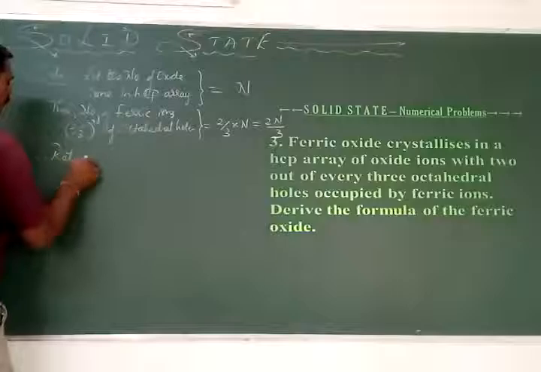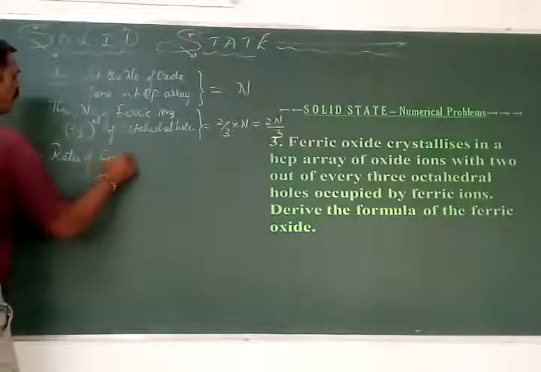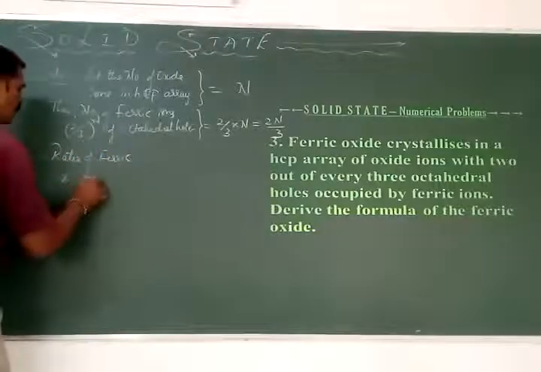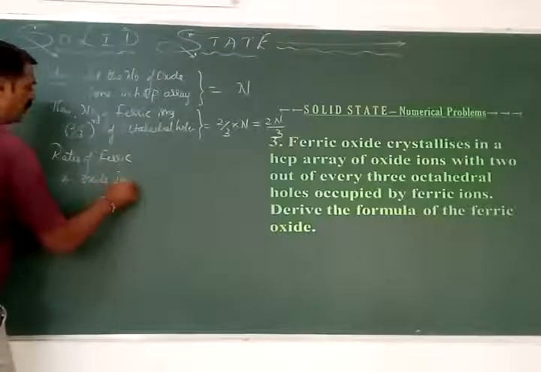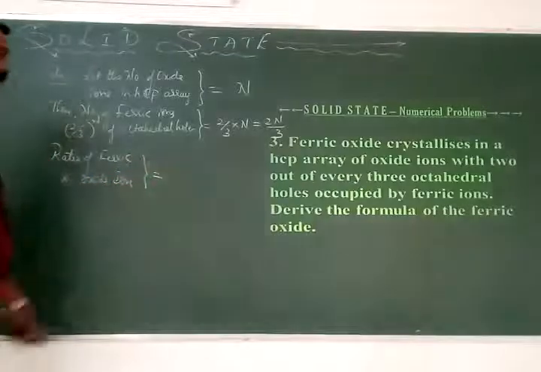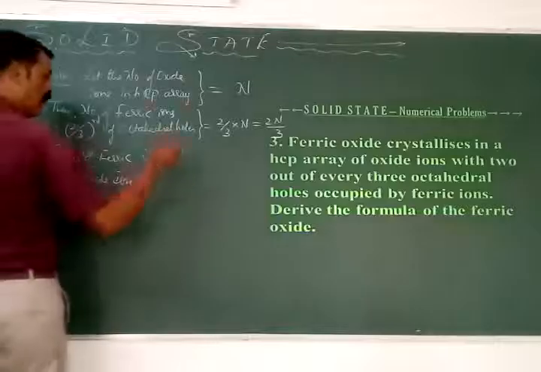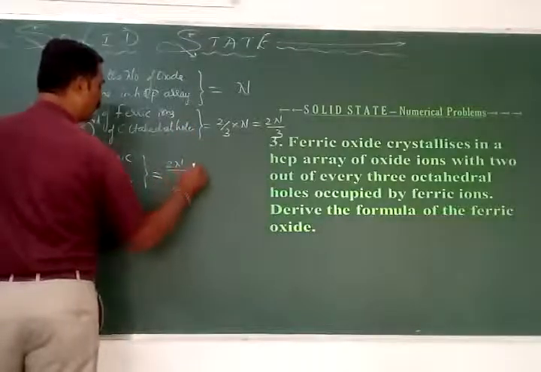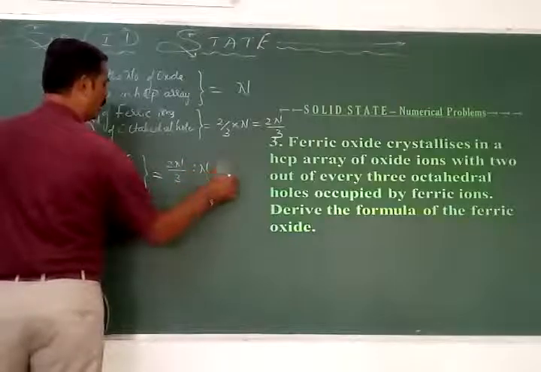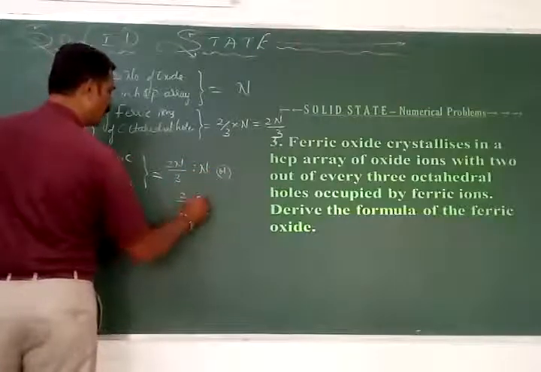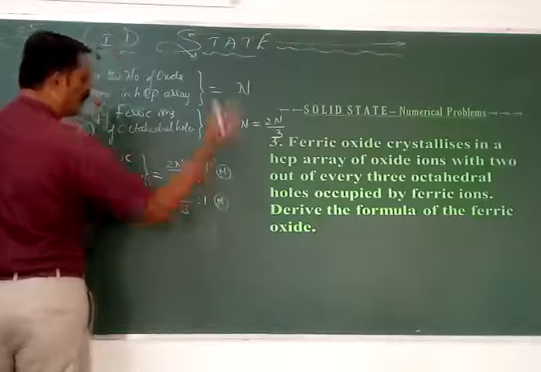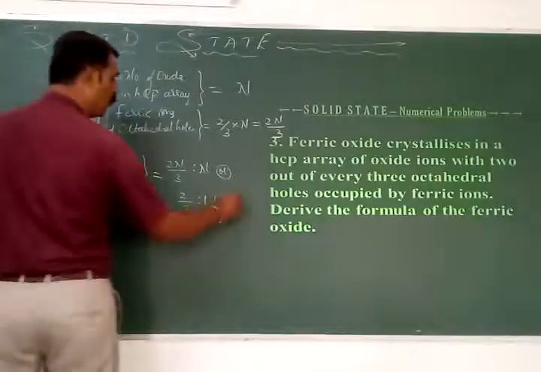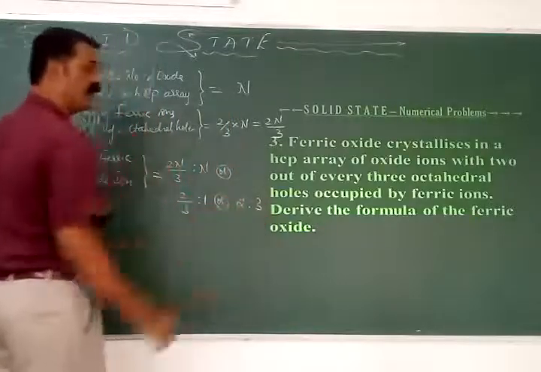Ratio of which and which? Ferric and oxide ions are in the ratio of what is to what? So here ferric is actually 2/3 is to 1, multiplying by 3 now, 2 is to 3.